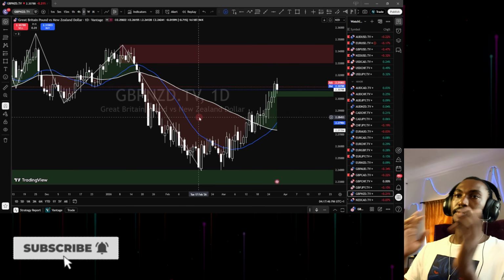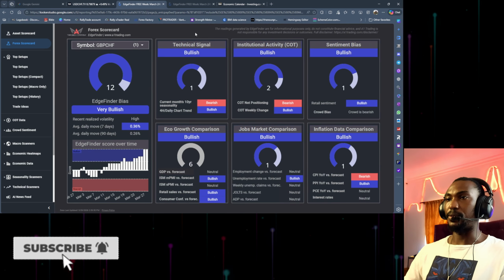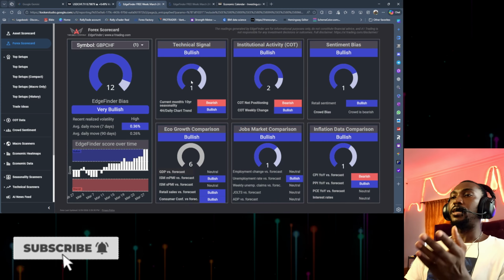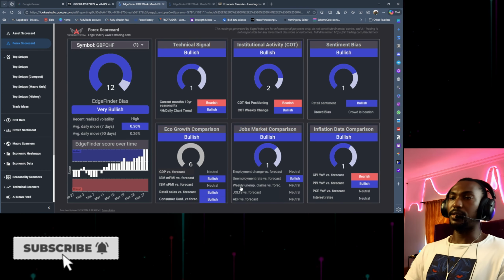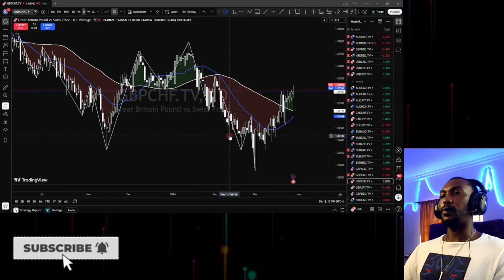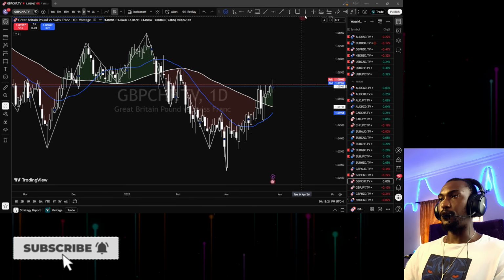It's already left me. So the last market is the British pound against the Swiss franc, and what we have here is a very similar reading. Everything here is bullish. So let's take a good look at what it is on the chart. So on the British pound against the Swiss franc, I think this one has a better view, right?